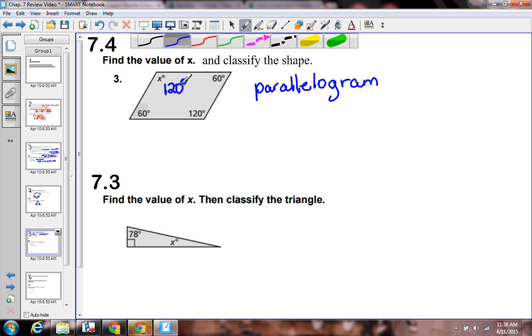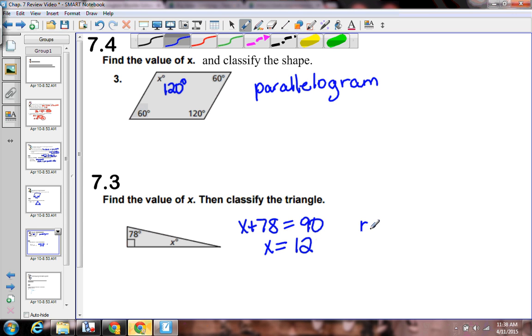Okay, let's classify and find the value of x on the triangle. So when we find the value of x, this angle sum is 180. So we already are using 90 with the right angle. So what we have left is x plus 78 must be equal to the other 90. Subtract 78 and you have x equals 12. So we have 3 different angle measures, so therefore we have a scalene triangle.